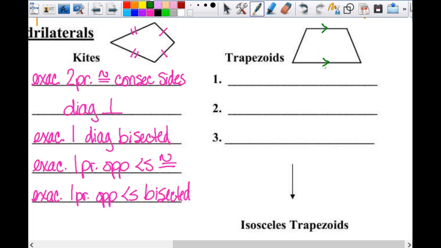All right. So by definition, what makes a trapezoid is exactly one pair opposite sides parallel. Okay, so if you are just a regular old trapezoid, there wasn't another theorem, but there's some other things we know. Yes, sir, Cameron? Not necessarily.